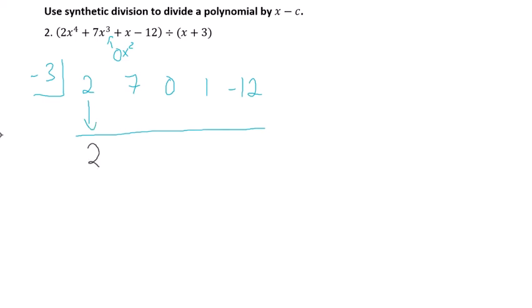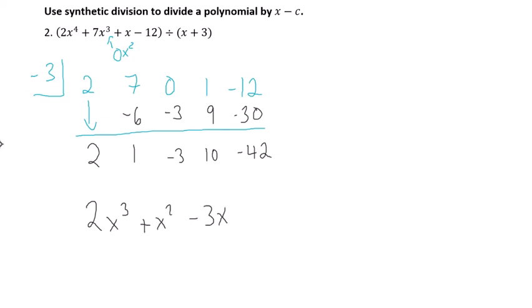Okay, drop your first one, multiply. Negative 3 times 2 is negative 6. Combine those, you get 1. Multiply those, you get negative 3. Combine those, you get negative 3. Negative 3 and negative 3 gives you 9. Combine those, you get 10. Multiply those, you get negative 30. And combine those, you get negative 42. So then this becomes, started with an x to the fourth, so this is 2x to the third plus x squared minus 3x plus 10 with a remainder of negative 42.